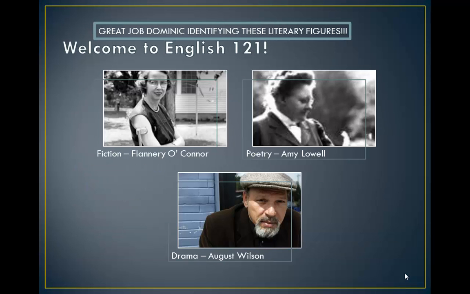To start off, I just want to give a congratulations to Dominic, your class member, who correctly identified the 3 people who were pictured in the introductory slides last week. For fiction, we have Flannery O'Connor, who wrote some amazing short stories. For poetry, you have one of my favorite poets, Amy Lowell. And for drama, you have the amazing August Wilson.